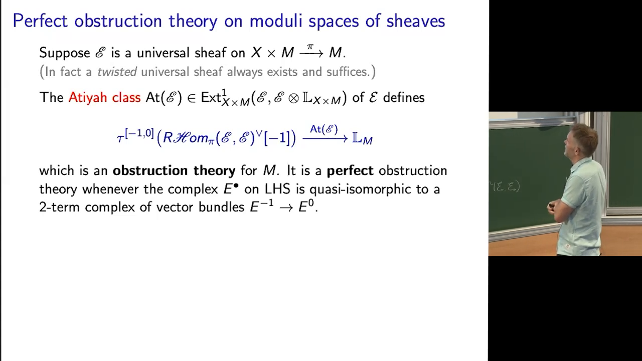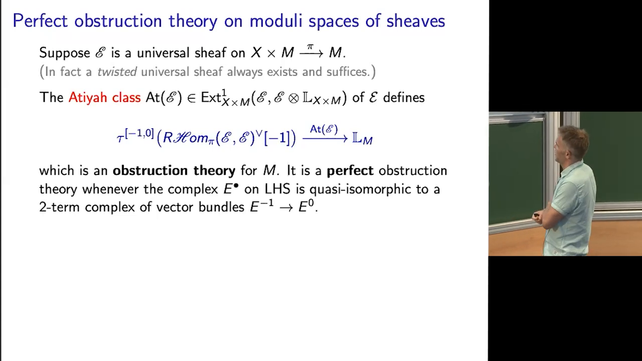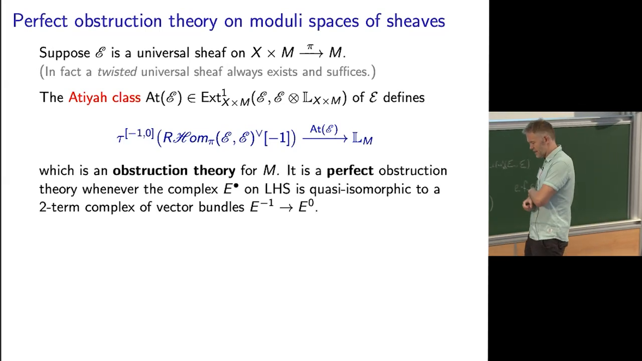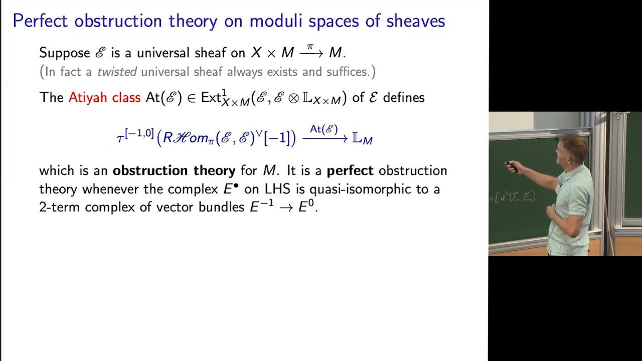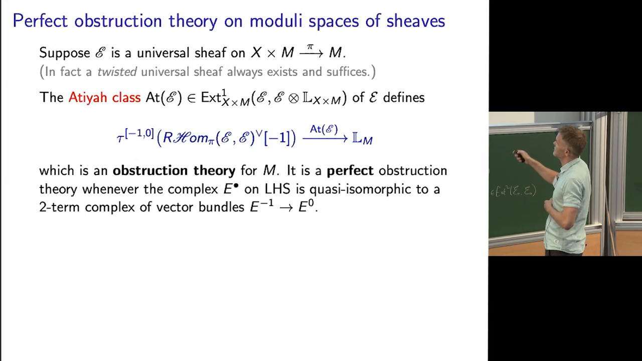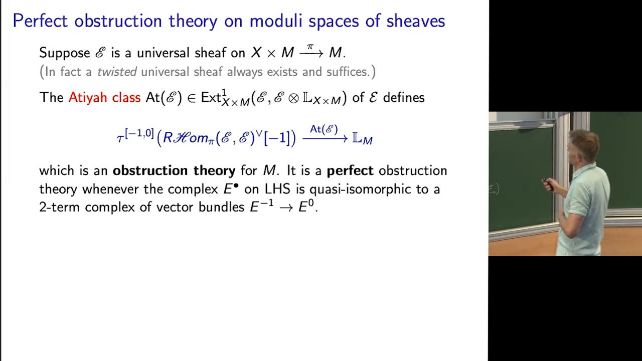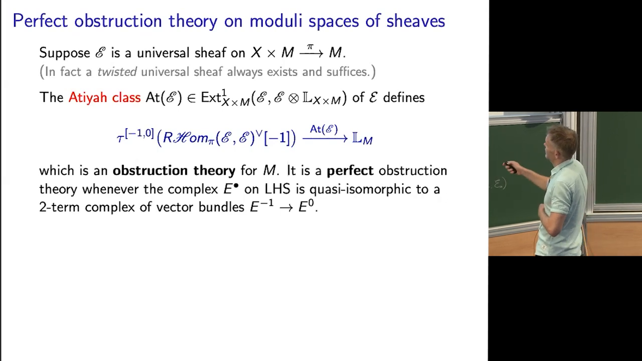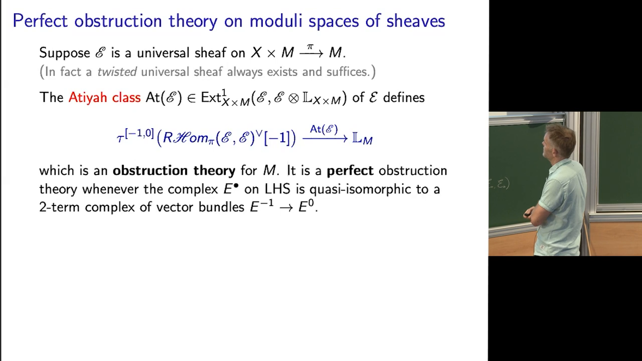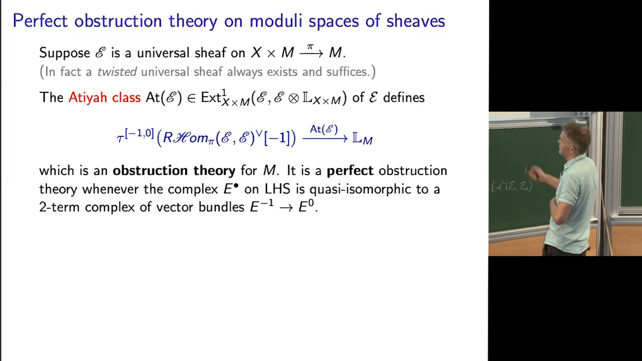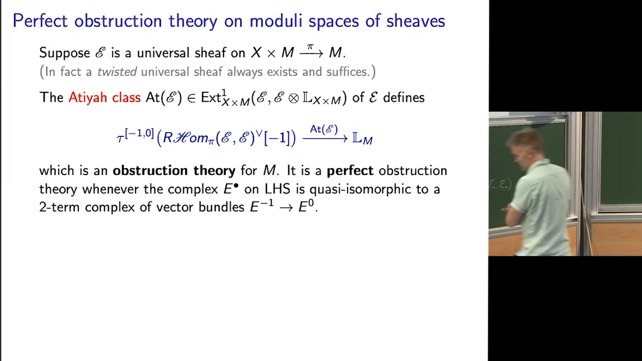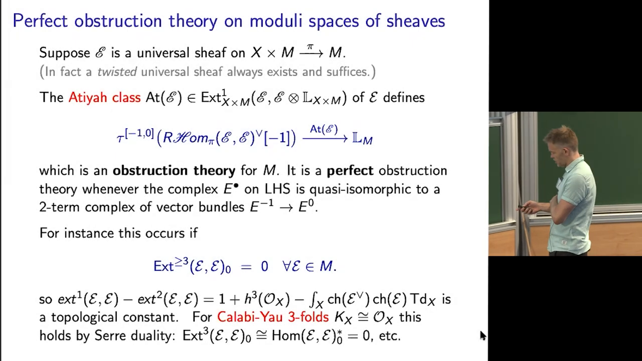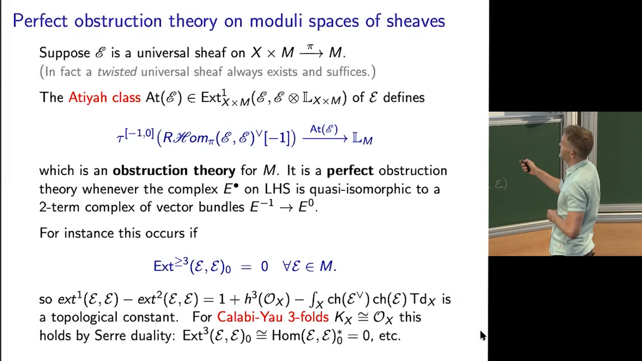So that's a theorem. I haven't really told you what an obstruction theory for M is, but it's the same as the definition of perfect obstruction theory without the requirement that this complex here can be written as a two-term complex of vector bundles. So it is also a perfect obstruction theory whenever this guy on the left can be written as a two-term complex of vector bundles. Very good. Okay, so modulo this issue of whether this complex can be written as a two-term complex of vector bundles, this is a perfect obstruction theory.